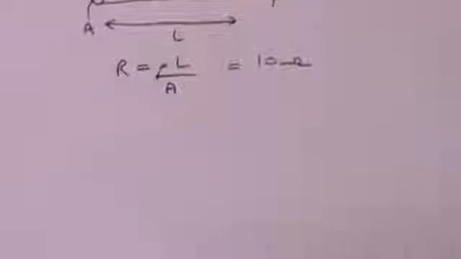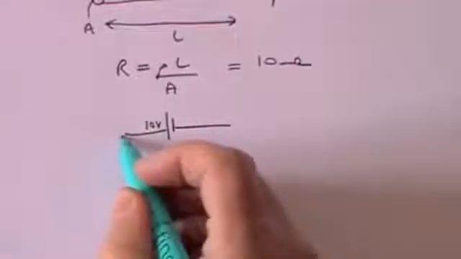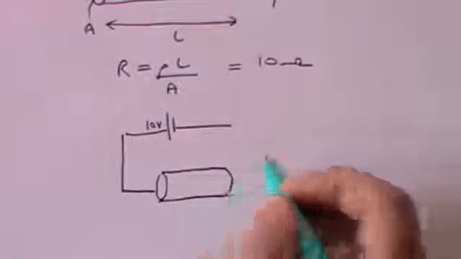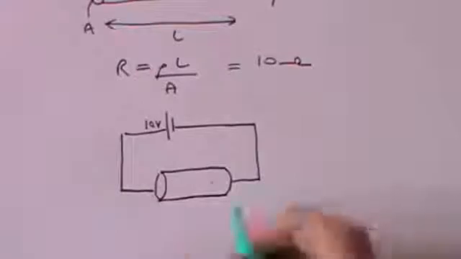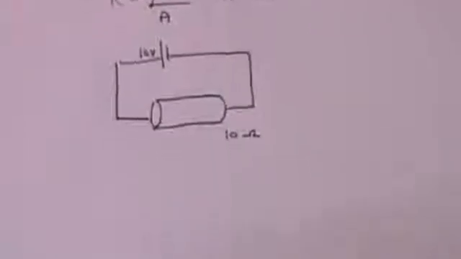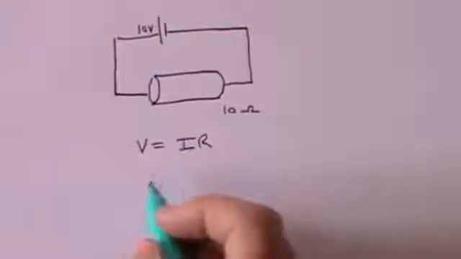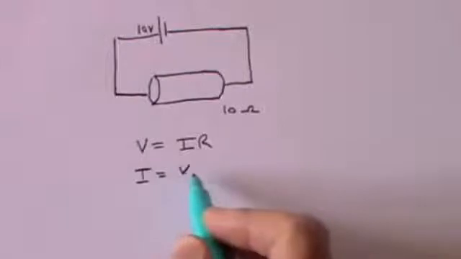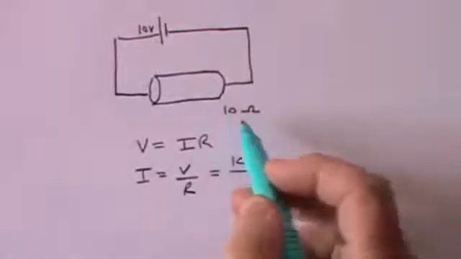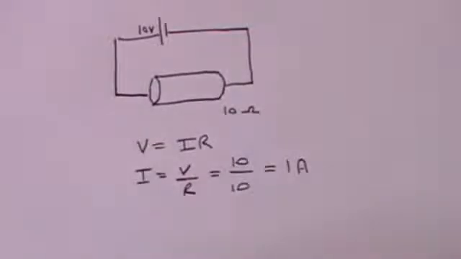Now we're going to put that in a circuit. So here is a 10 volt battery, and that is going to be in a circuit with the piece of conducting material that I just described, a 10 ohm resistor. Now I want to know what is the current flowing through that circuit. Well, we just take Ohm's law, V equals IR. That means that I is V over R, which is 10 volts over 10 ohms, and we get 1 amp. So far, so good, trivial.